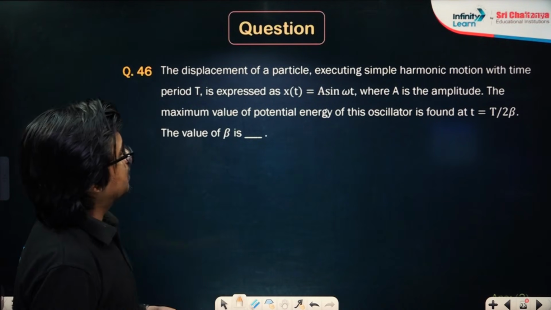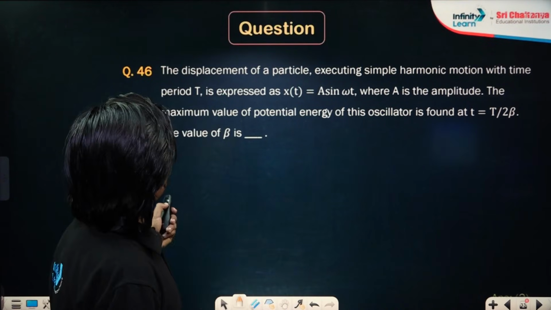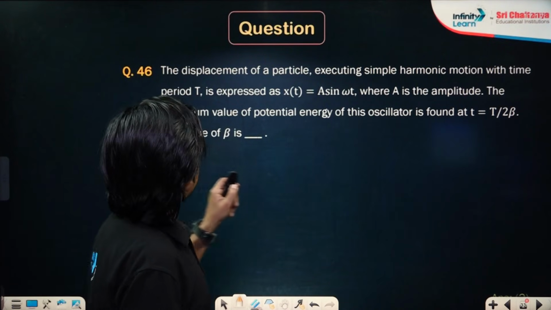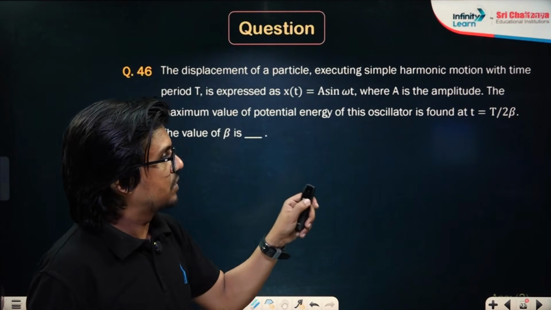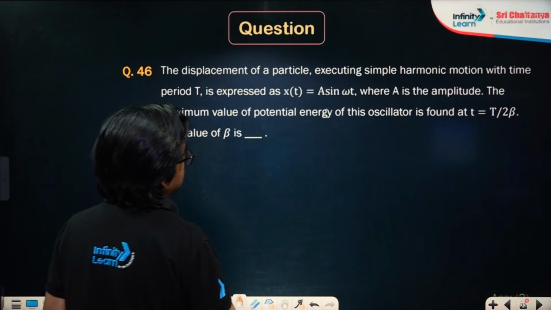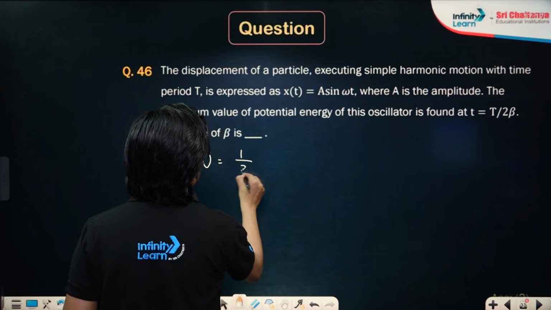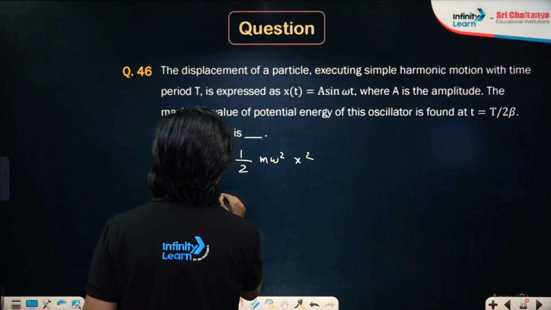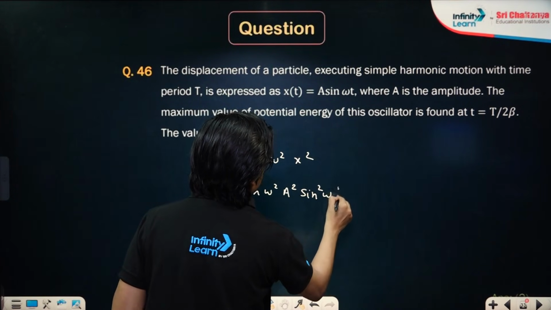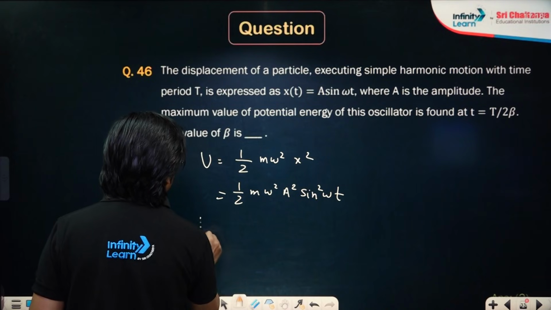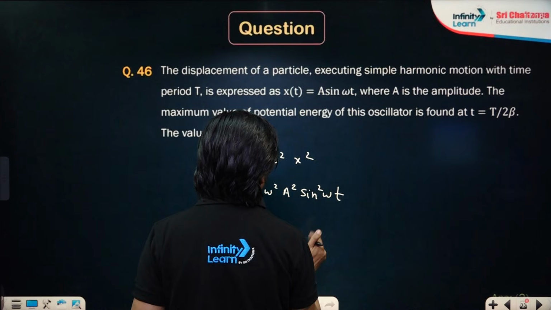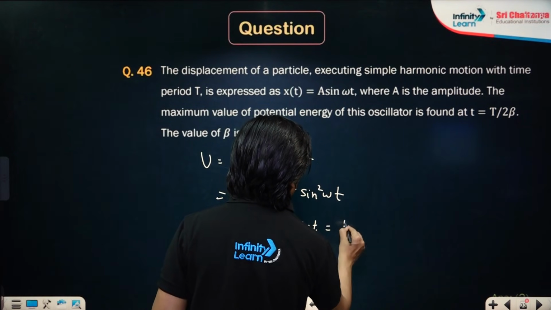Now the displacement of a particle executing simple harmonic motion with a time period T is expressed as a function of time, and it is given by A sin omega t, where A is the amplitude. The maximum value of potential energy of this oscillator is found at small t equal to capital T divided by 2 beta. The value of beta is? So you can write potential energy is equal to 1 by 2 m omega square x square. You can write 1 by 2 m omega square A square sin square omega t. Now U is maximum if omega into small t is equal to pi by 2.